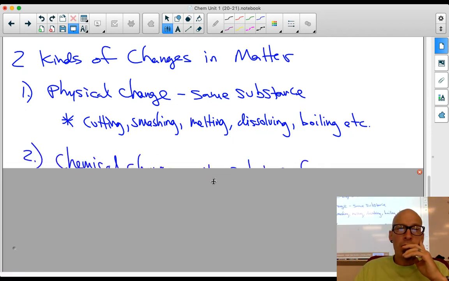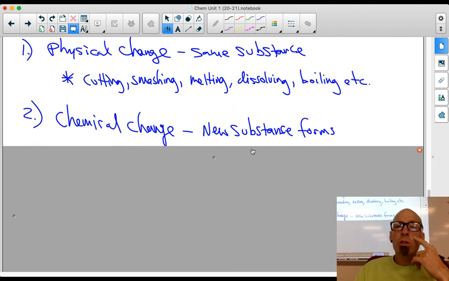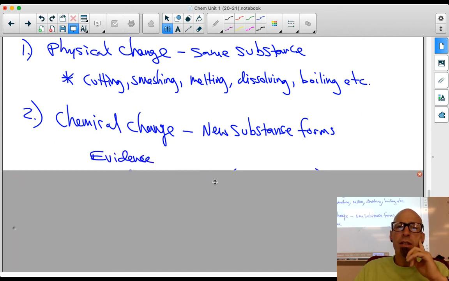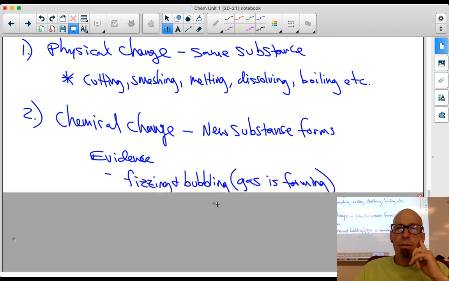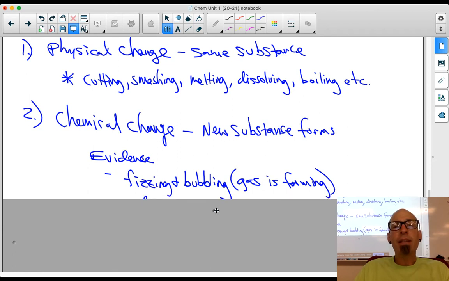Now, there's another kind of change called a chemical change. During a chemical change, a new substance forms. Now, what are some evidences of a chemical change? Well, one of the evidences is fizzing and bubbling. If fizzing and bubbling is happening, that means a gas is forming. It may be a chemical change.